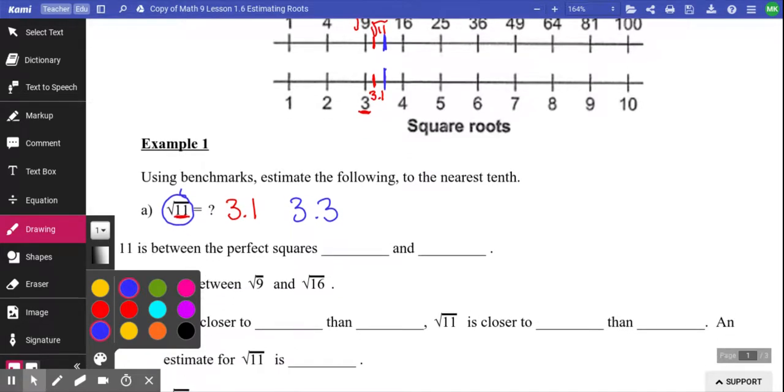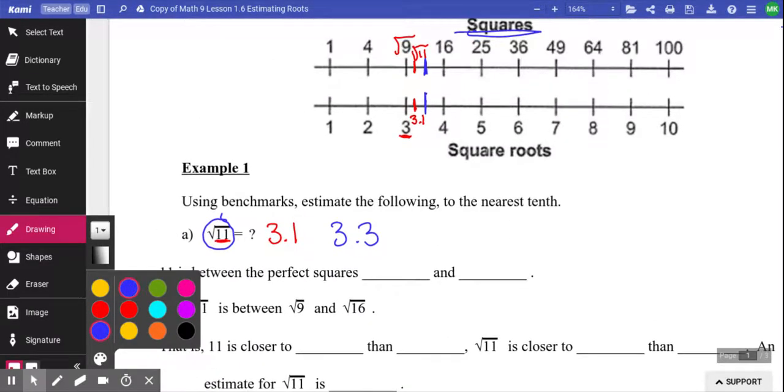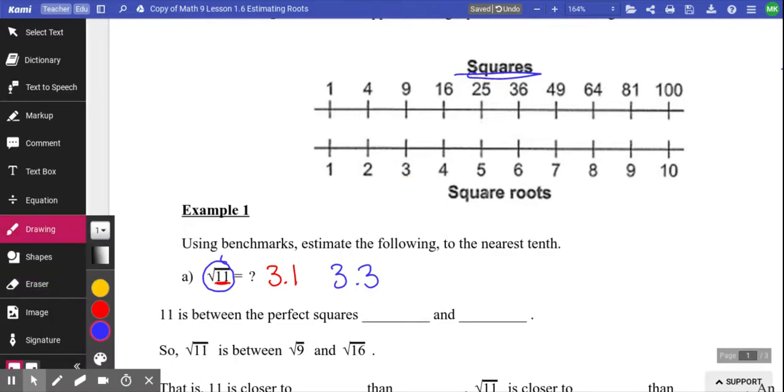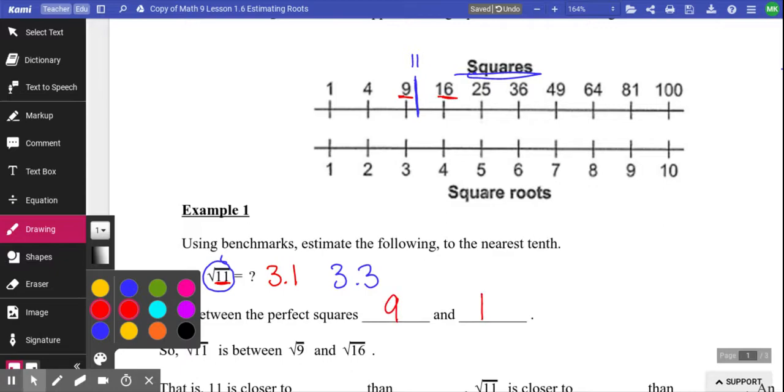So what would be 11 if you think it's perfect square? So 11 is between which perfect squares? If you're looking at it, I'm just going to erase this marker. Would it be 9 and 16? The square root of 11, or 11, is right here. It's in between the perfect square numbers, 9 and 16. Because it's in between 9 and 16, square root of 11 should be in between square root of 9 and square root of 16, which is how we estimated, right?